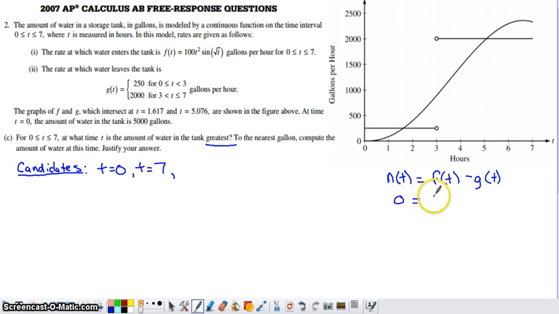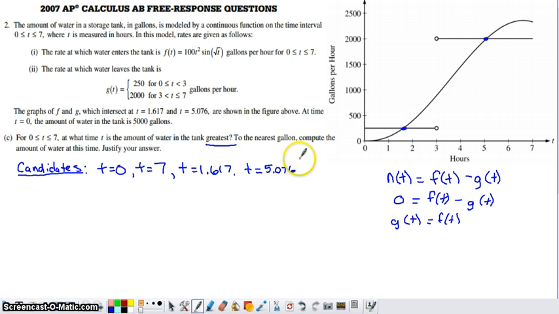So when is f of t minus g of t going to equal 0? If I add g of t to the left side of this equation, it's going to say g of t equals f of t. So that would be at this time right here and also at this time right here. So we have two places where the derivative is 0. They would be t equals 1.617, the t-value of the first intersection, and then the t-value of the other intersection, which is 5.076.